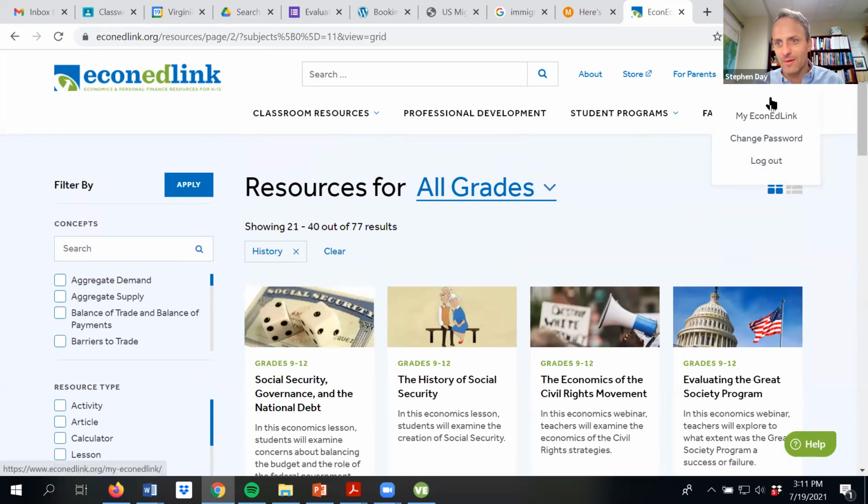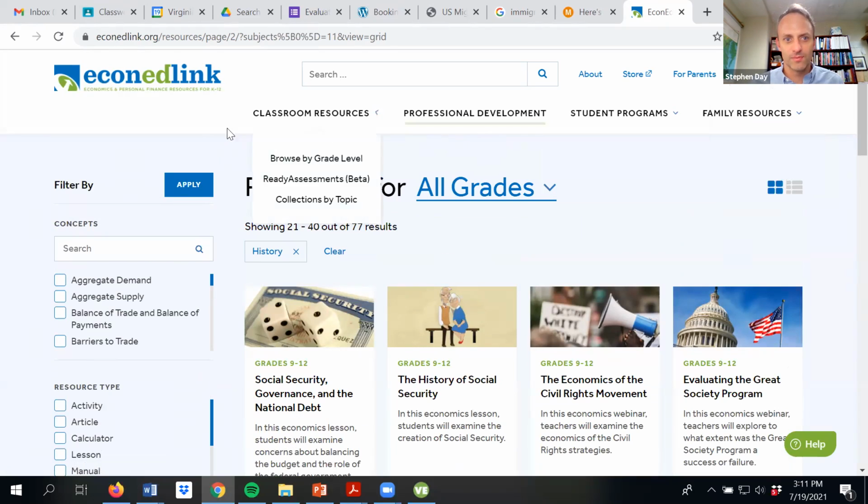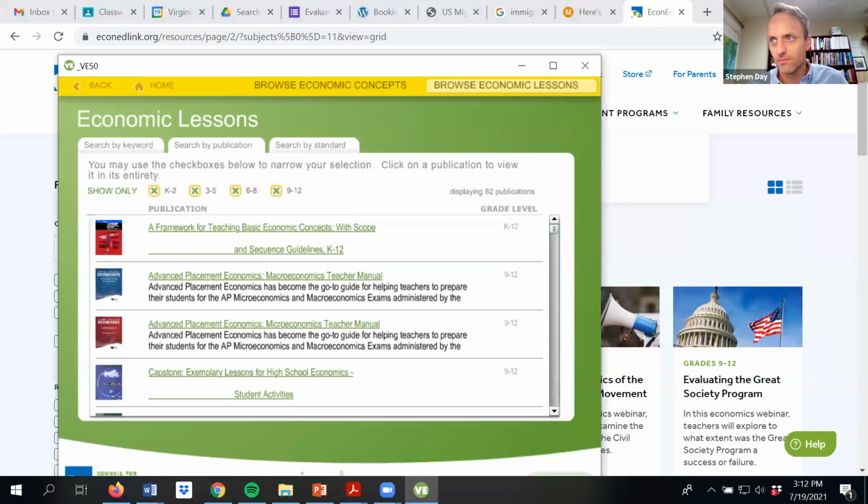You can log in and make an account, and that way you can save lesson plans and annotate them as well. And I believe that gives you a discount in their store where you can buy some of those books that were on the virtual economics resource. Whew, I went through that pretty fast. Econ EdLink or virtual economics.